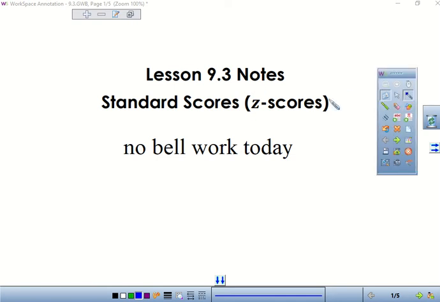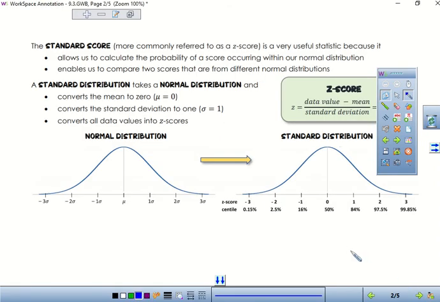Alright, so today we're going to be doing 9-3 notes, which is going to be standard scores, also known as z-scores. In order to do this lesson, you need to make sure you have a standard normal cumulative probability table. It should be in the back of your packet. If you do not have one of these, you can Google it and one will come up. It's like a common generic statistics thing.